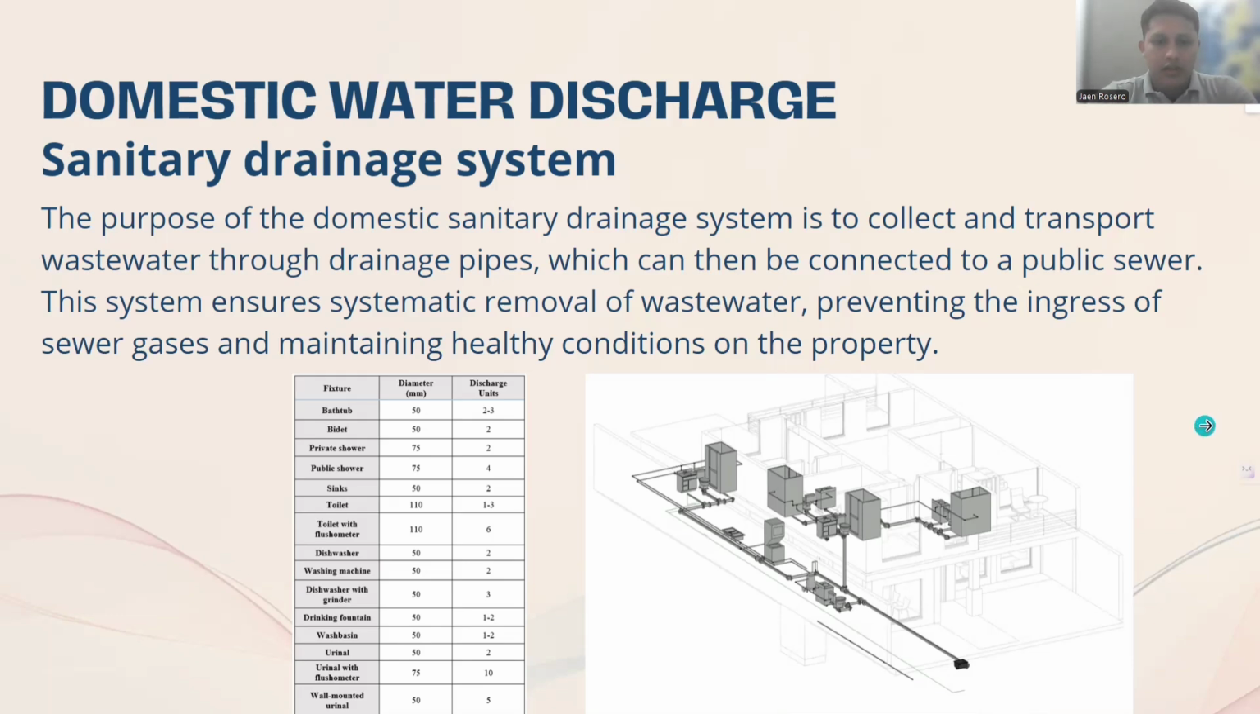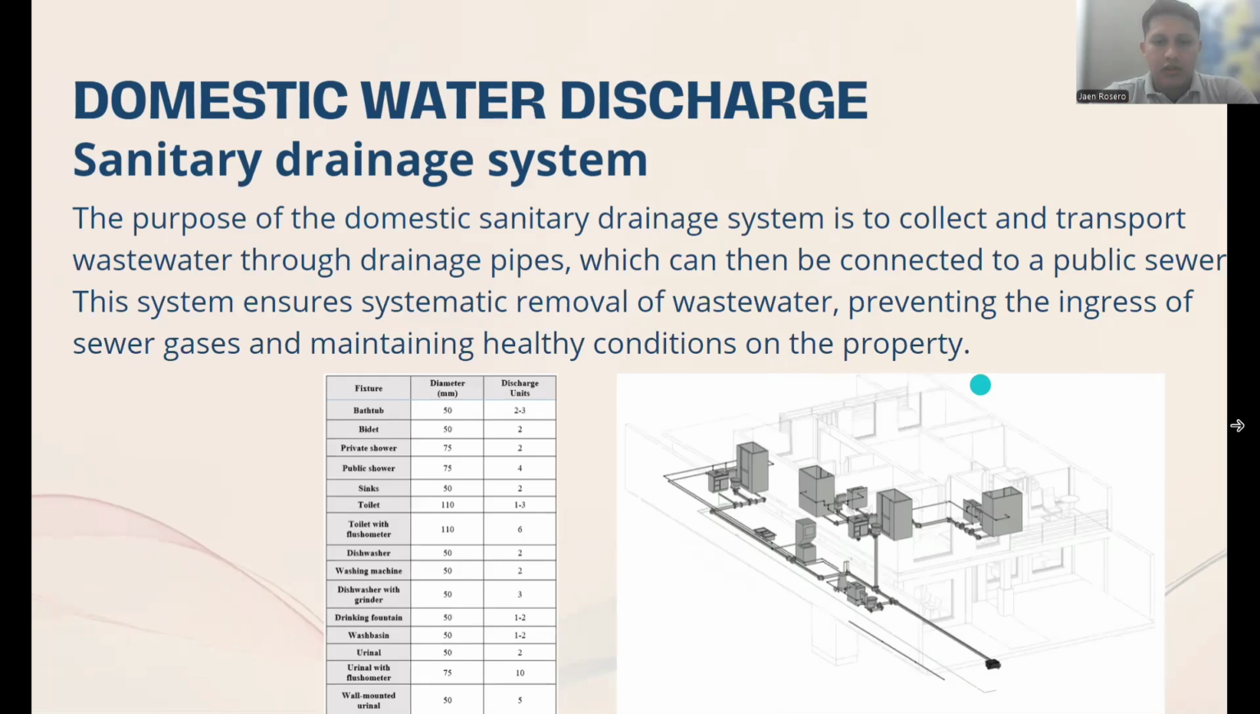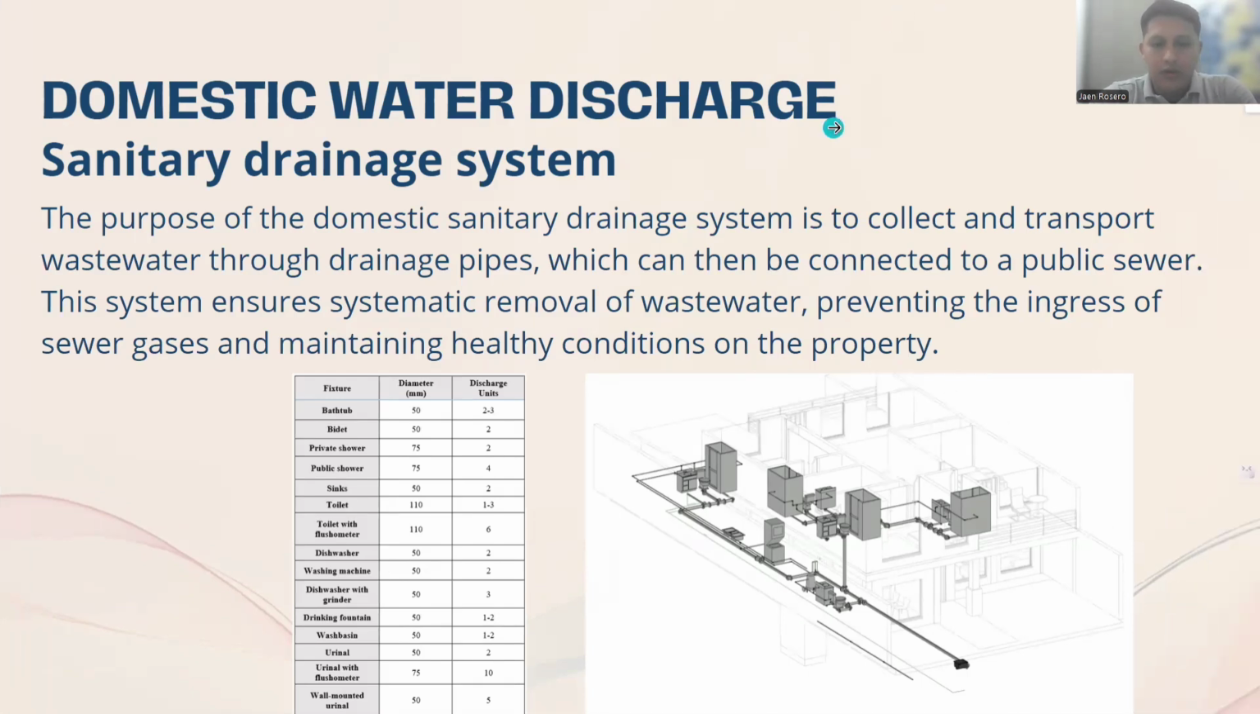Okay, in this slide, can you see the table? The table describes the different diameters of the pipes used for the different appliances. In the next picture, you can see the distribution, the water system described and the domestic and the sanitary drainage system described.